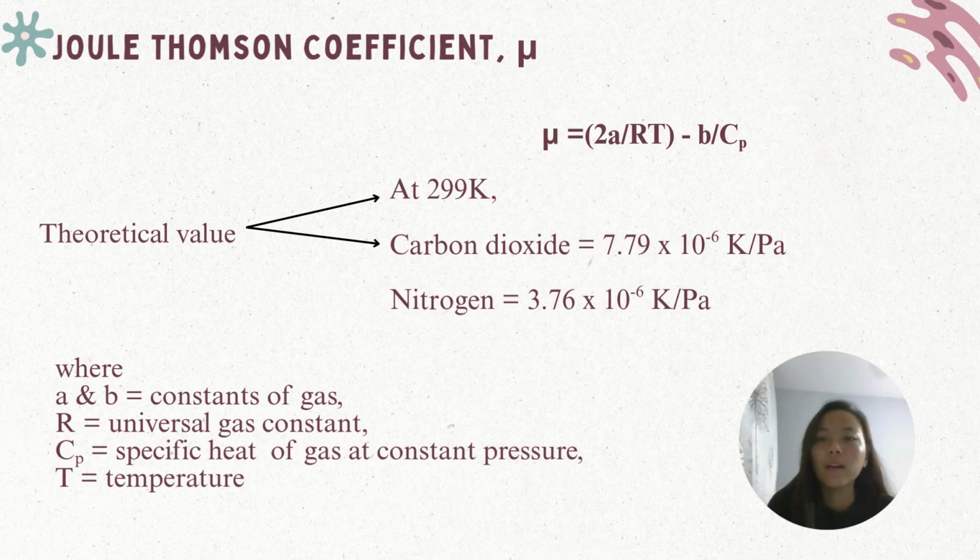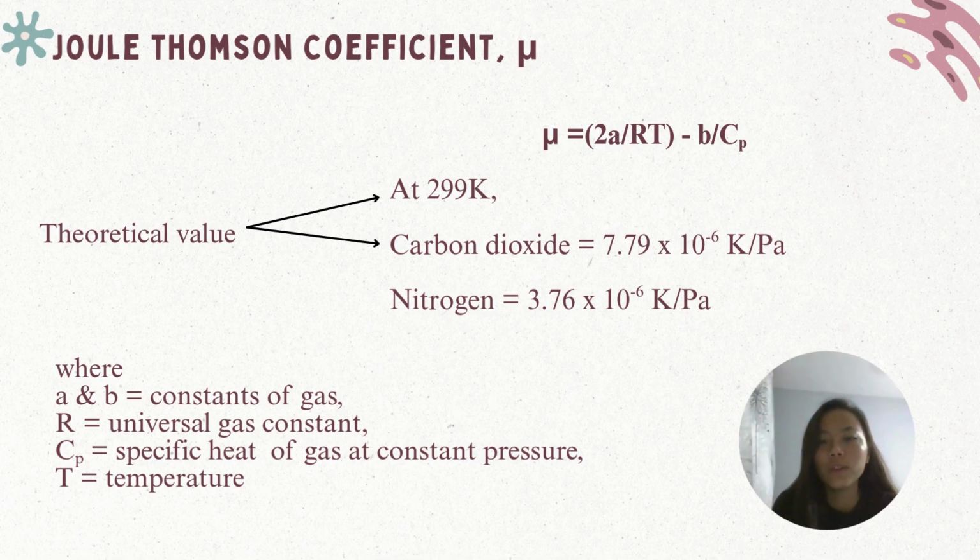For this part, we will find the Joule-Thomson coefficient, where the symbol used is mu. The equation to find the coefficient is mu equals 2a over RT minus b, over Cp, where a and b are constants of the gas. R represents the universal gas constant. Cp is the specific heat of the gas at constant pressure. And lastly, T represents the temperature.